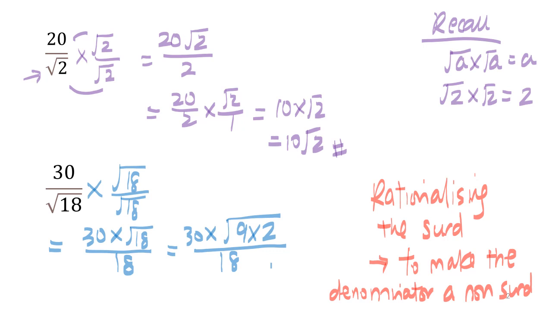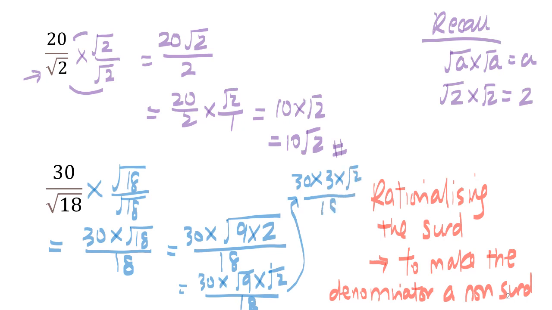So what we'll be having here is 30 times square root 9 times square root 2 over 18. So we will have 30 times, so square root 9 is 3. And we can further simplify it. You can just use a calculator to help you. This one here, if you use a calculator, that will be the fraction 30 times 3 over 18, and that gives you 5. So that will be 5 times square root 2, which gives you 5 square root 2.